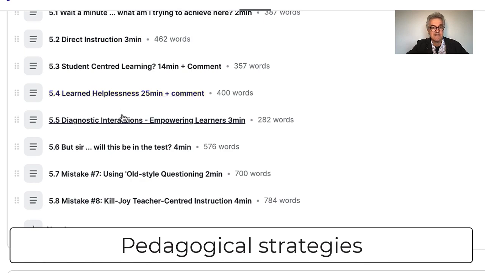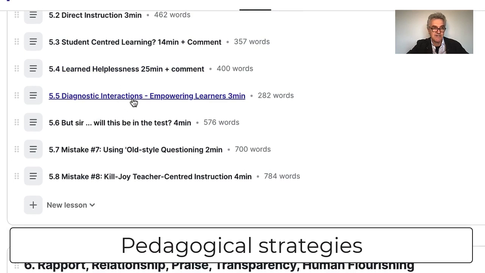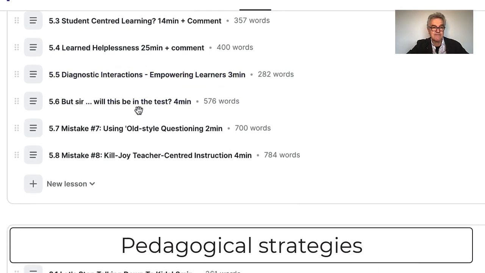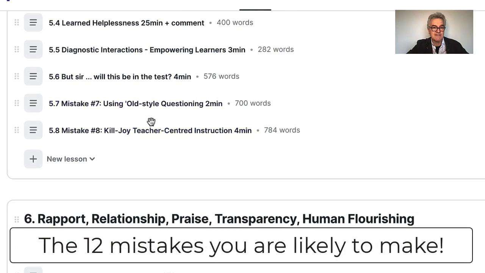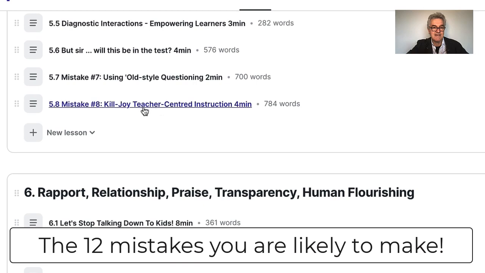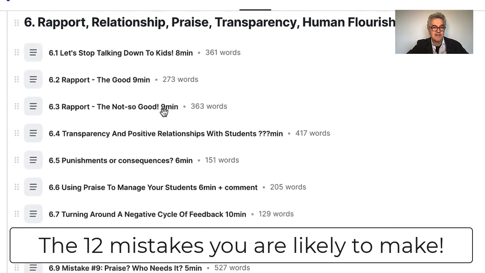It's fantastic. Diagnostic interactions is kind of my term that I use to explain an important aspect, particularly with math, science type subjects. And there's an article there. Something on assessment, another couple of mistakes. There's a really good questioning technique in there. Beware of too much teacher-centered instruction.